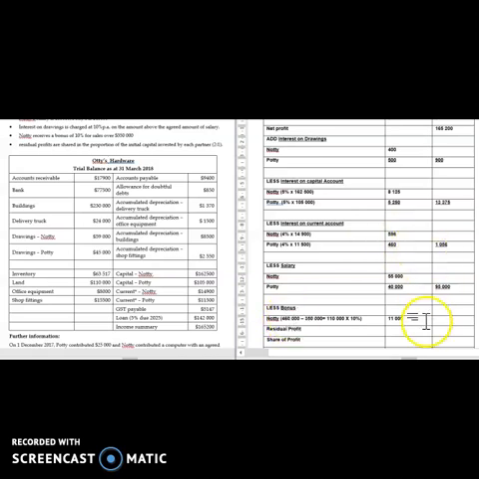Now let's calculate how much is the residual profit. For that we have to add net profit and interest on drawings together and then subtract all those expenses made to the partners to get a residual profit. So residual profit is 45,669 after we have added interest on drawings to net profit and subtracted interest on capital account, subtracted interest on current account, subtracted salary, bonus.